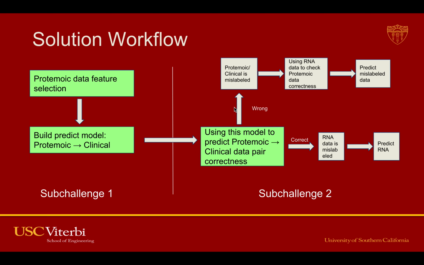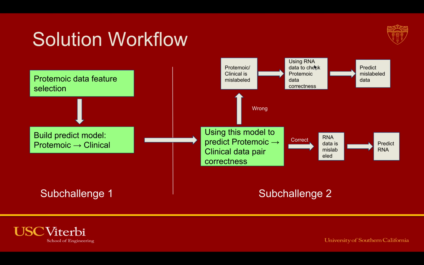So what if our prediction gives a wrong result? If our prediction gives a wrong result, it means one of the proteomic data and the clinical data is mislabeled. After that, we have to know which one is mislabeled out of proteomic and clinical. So there are basically 2 ways.